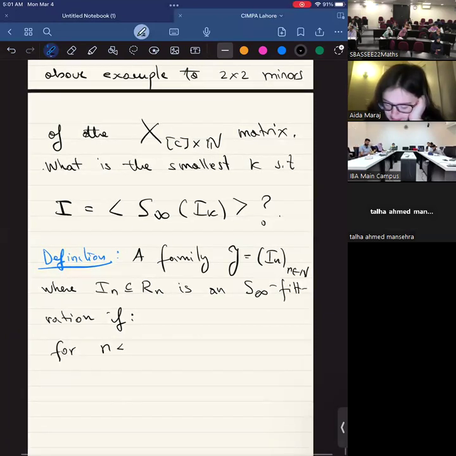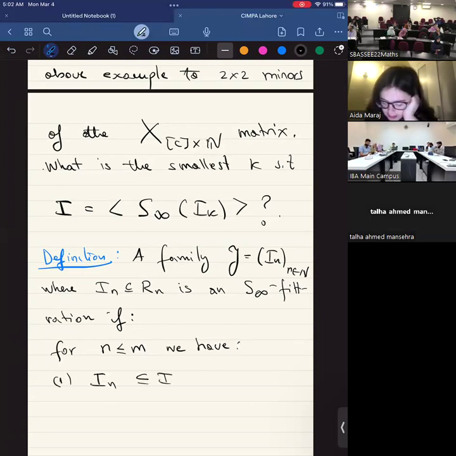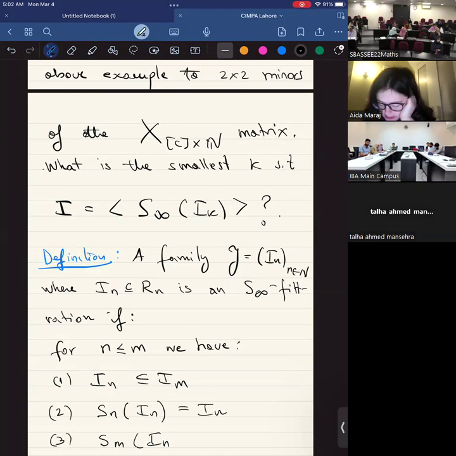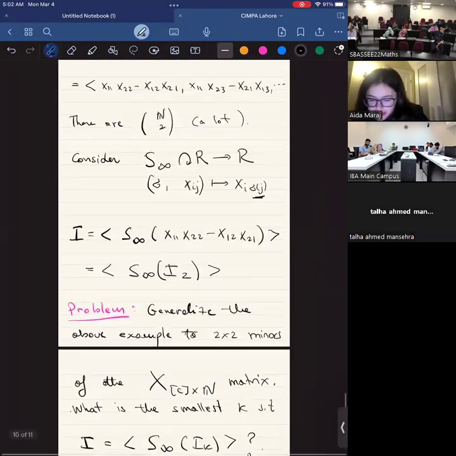For n less than or equal to m, we have the following. One, we have that I_n is included in I_m, so we have inclusion. Two, we have that S_n, when we apply it to I_n, gives us I_n again. And three, S_m, when applied to I_n, still lives in I_m.